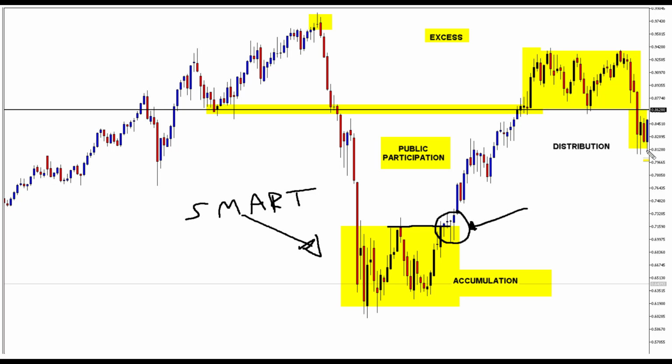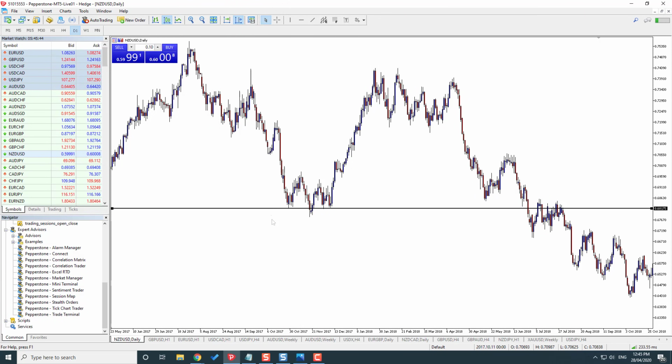Here we see the break of the distribution phase, and this could signal a sell-off in terms of bearish sentiment coming into the market, and then the beginning of a different trend. So the 4 stages, again, accumulation, public participation, excess, and distribution are key pillars to you understanding price action. So let's now talk about price action when it comes to the market.